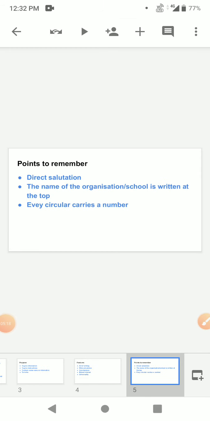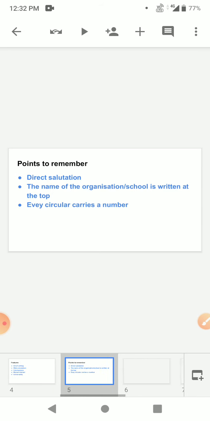Then, coming to this slide, some points to remember while drafting a circular. Direct salutation. A circular is like a letter with direct salutation. The name of the organization or school is written at the top. Every circular carries a number. Now, let's see its format.